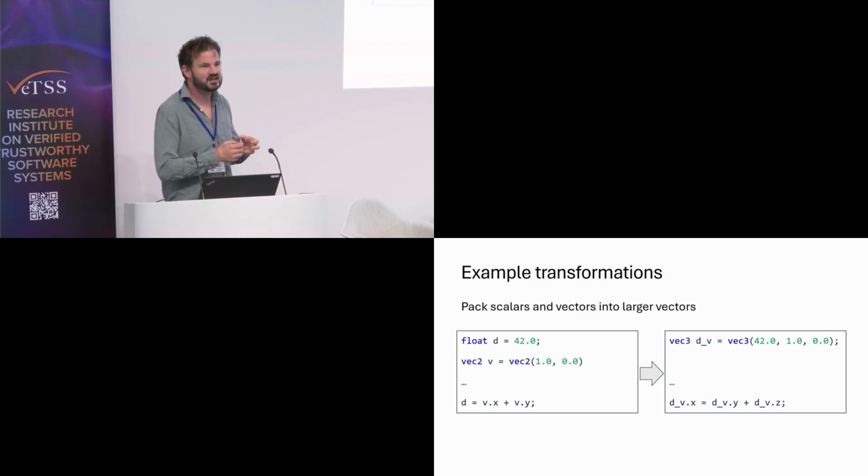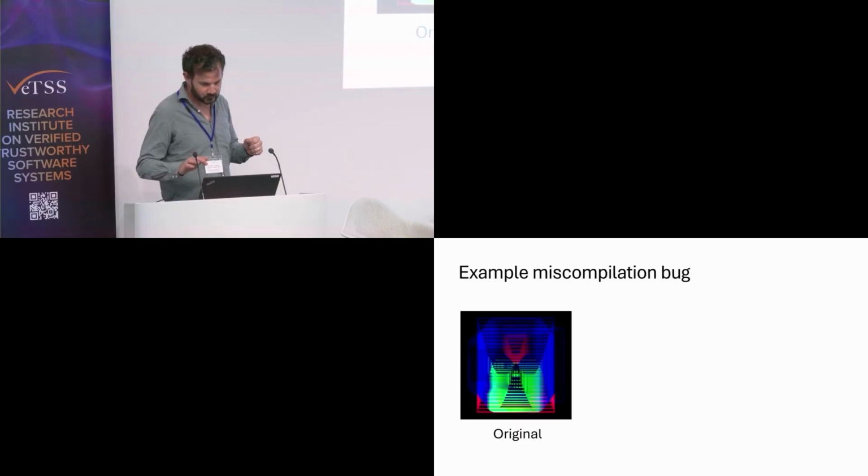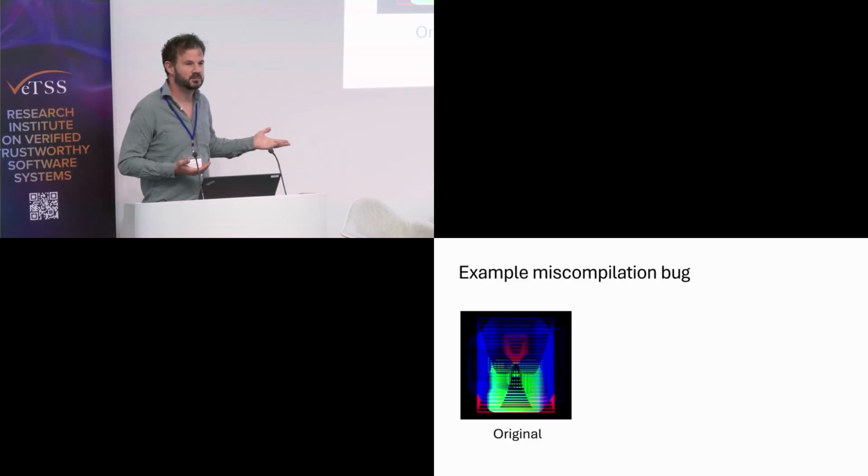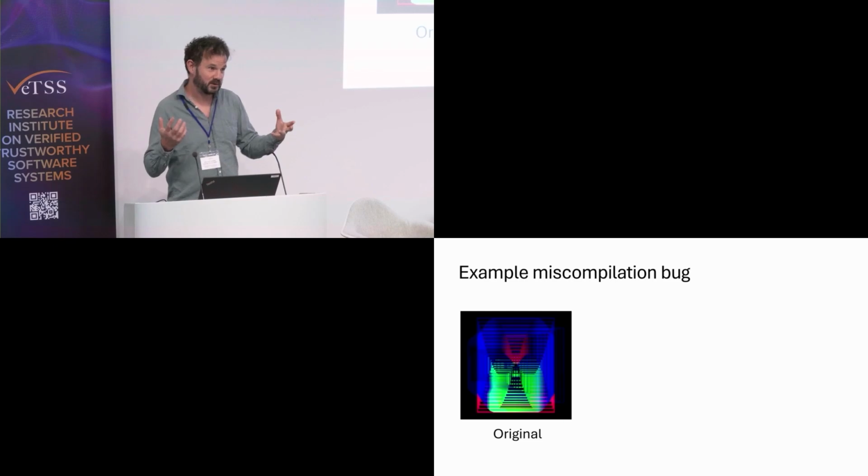So these are just examples of things you can do to make the program obviously semantically equivalent, but harder, more complicated, different from the perspective of the compiler. And to finish this section, I'll just show you an example of a miscompilation bug. So we had a shader that produced this pretty image. We don't know whether this image should be produced. In fact, different GPUs could give you, at the pixel level, slightly different results.